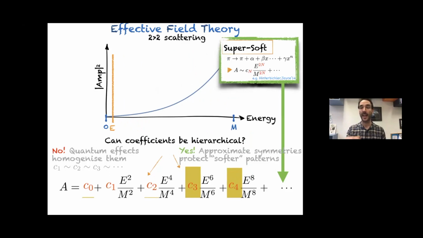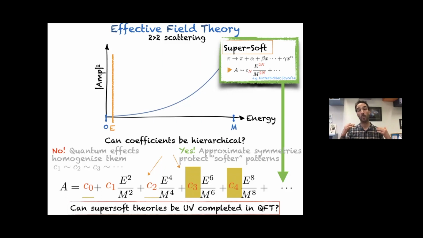And this can be generalized to what I call super soft, so just a generic shift symmetry for which the amplitude starts at some very high power of the energy. And I reiterate that an amplitude like this is natural and consistent from the point of view of the effective field theory. So one of the questions that I will address in this talk is whether these super soft theories can actually be UV completed in quantum field theory, where when I refer to quantum field theory, I'm just thinking about causality and unitarity.